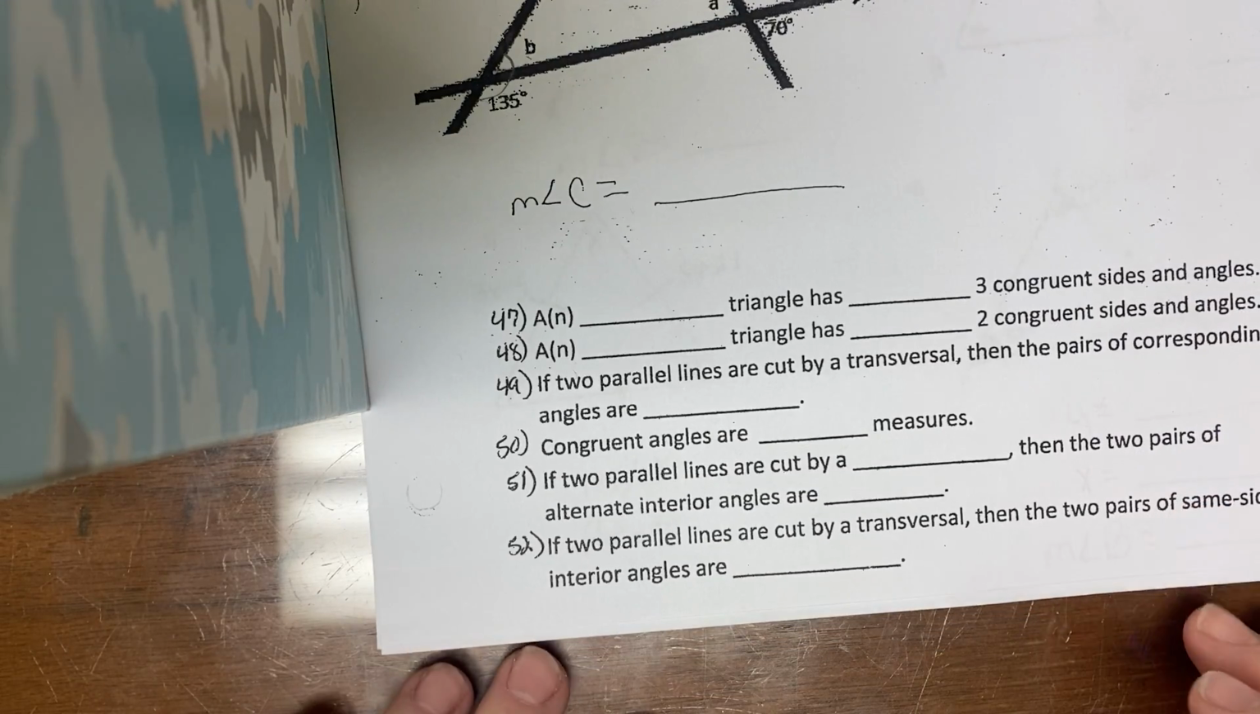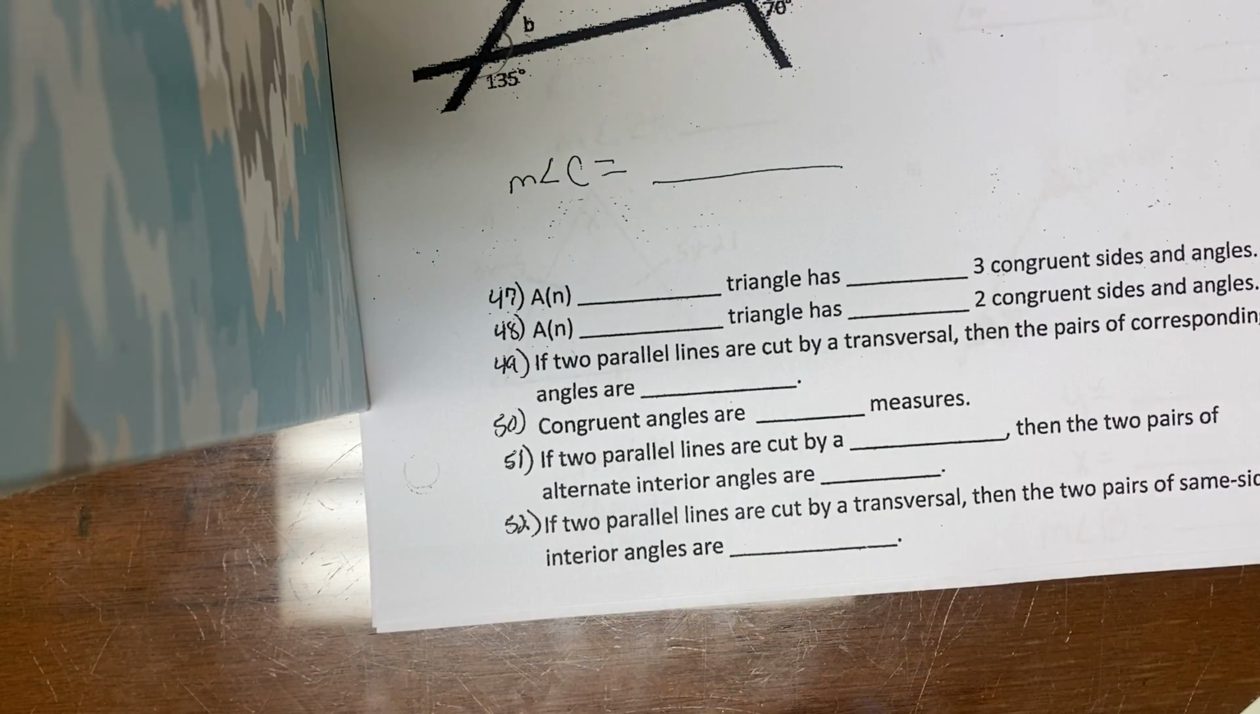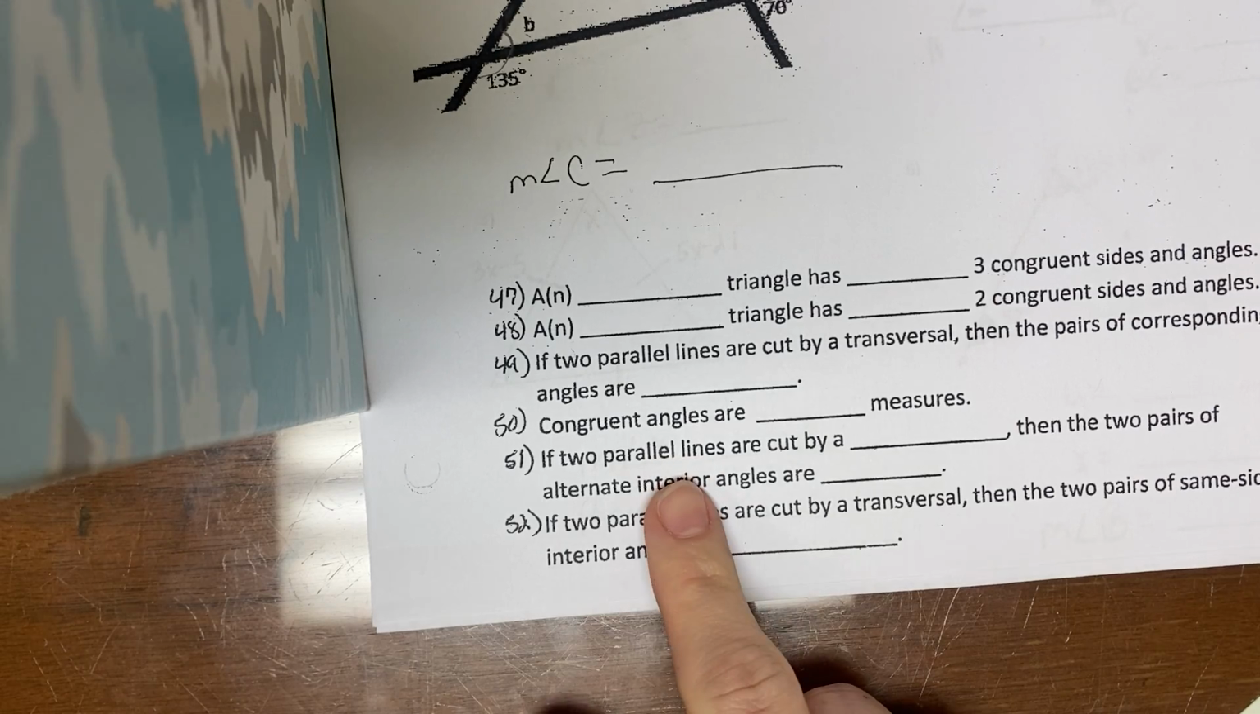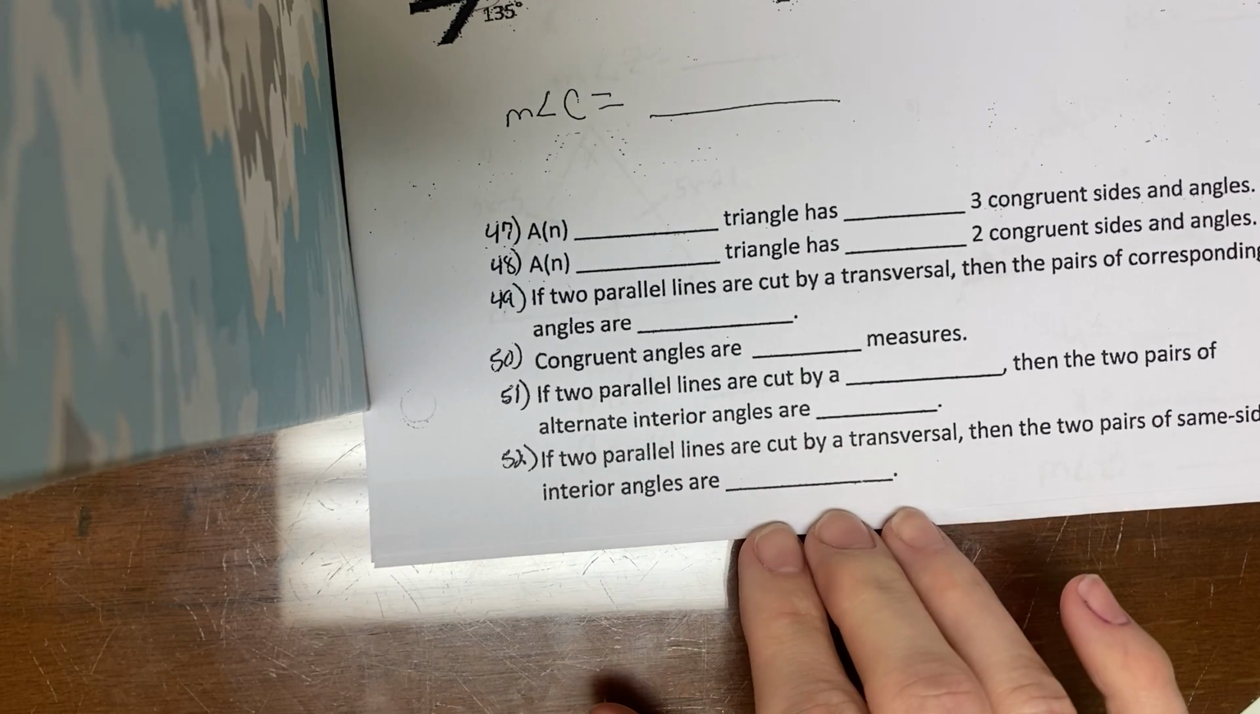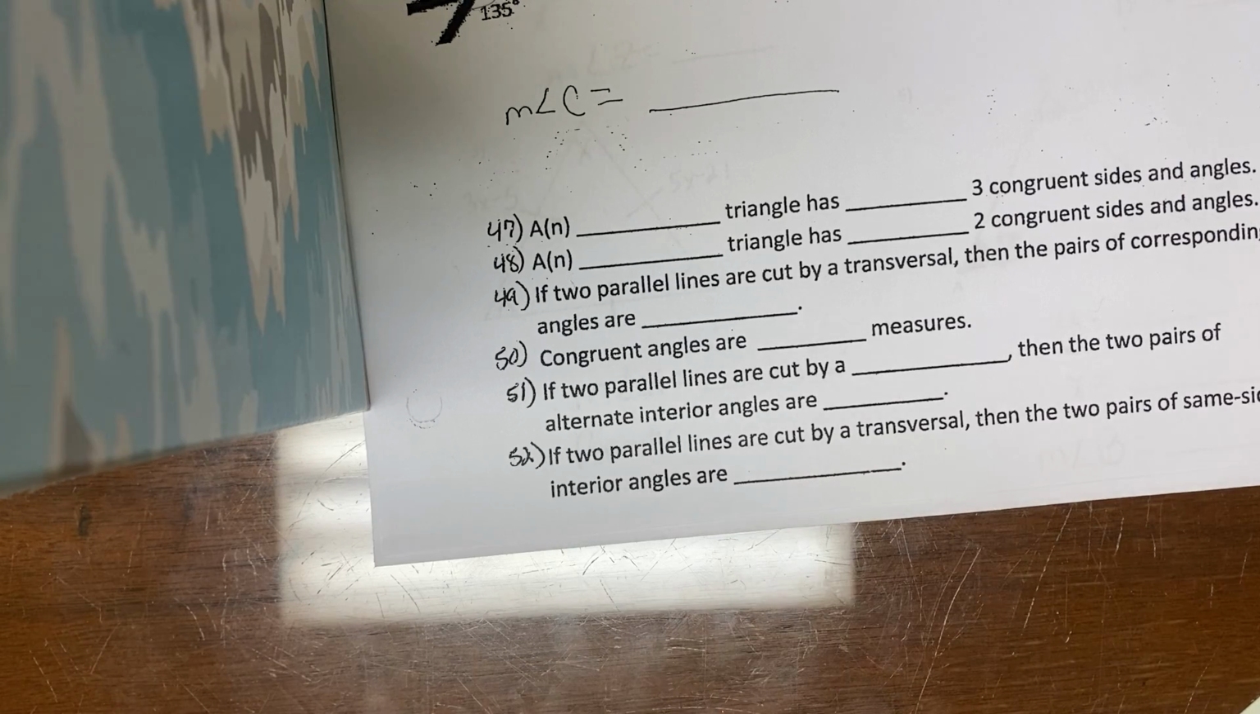47, an equilateral triangle has exactly 3 congruent sides and angles. For 48, an isosceles triangle has at least 2 congruent sides and angles. If 2 parallel lines are cut by a transversal, then the pairs of corresponding angles are going to be congruent. 50, congruent angles are equal measures.